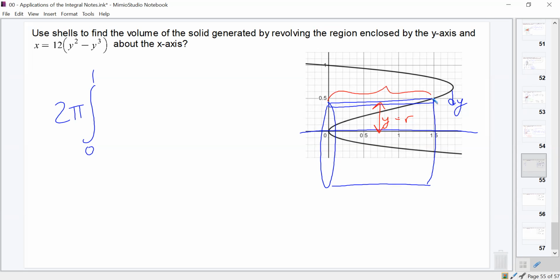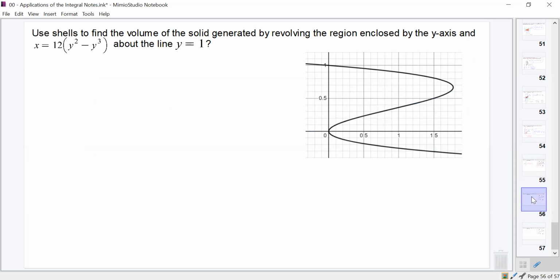And our height is just x. It's the distance from the y-axis over to the function. And so x is just equal to 12 times y squared minus y cubed. So all we've got is 2 pi times the integral from 0 to 1 of our radius, y, times our height, 12 times y squared minus y cubed, dy. And there's our setup. And again, this could be distributed out and integrated. It's just a simple power rule.